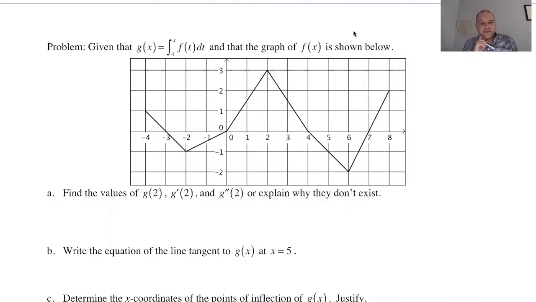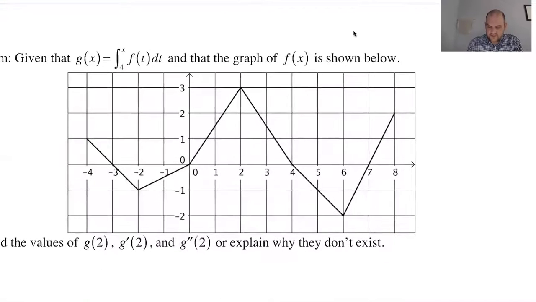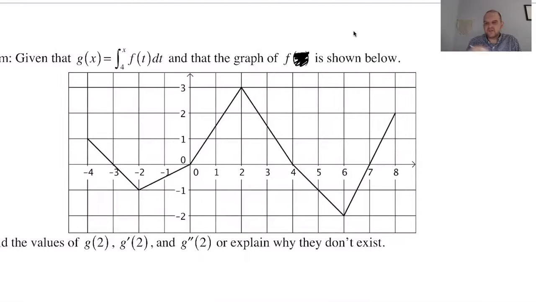So we are given that g of x equals the integral from 4 to x of f of t dt, and that the graph of f of x, I always say f of x, I should just say f because it's a little less confusing. It's actually more ambiguous if it just says the graph of f, because it could be the graph of f of t, f of u, f of r, whatever. The graph of f is shown below. So this is the graph of f.